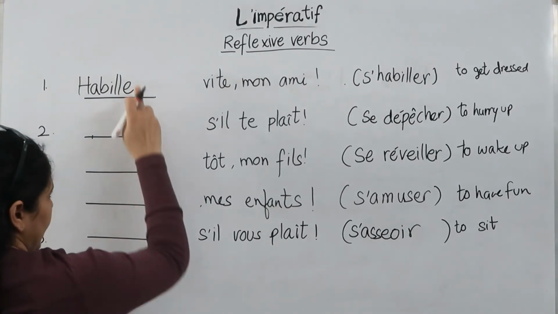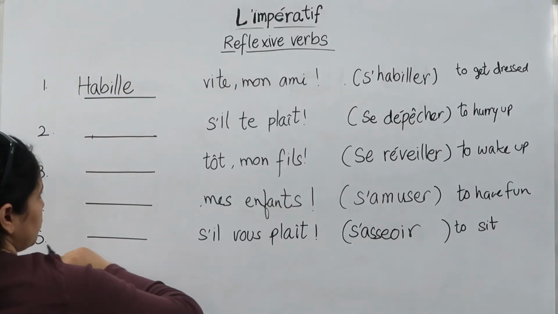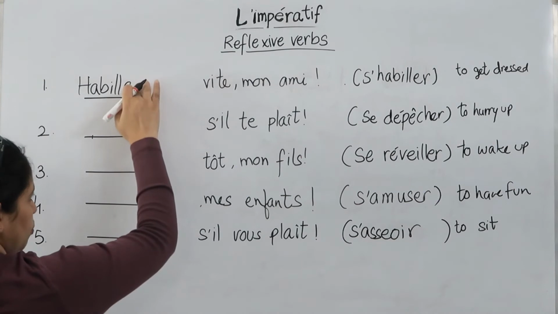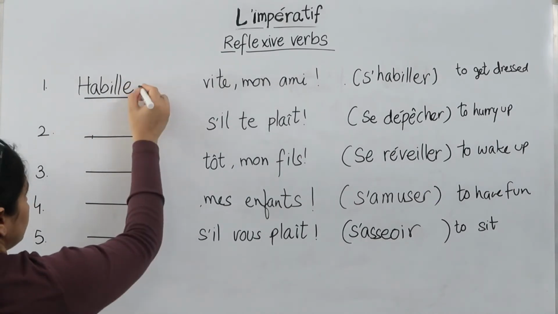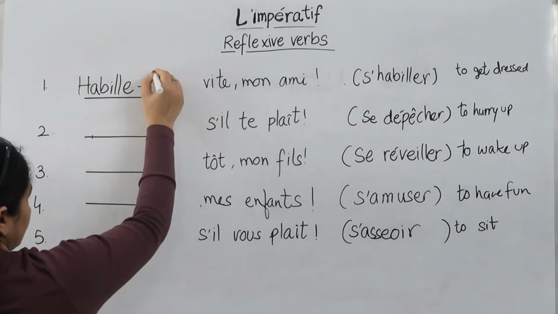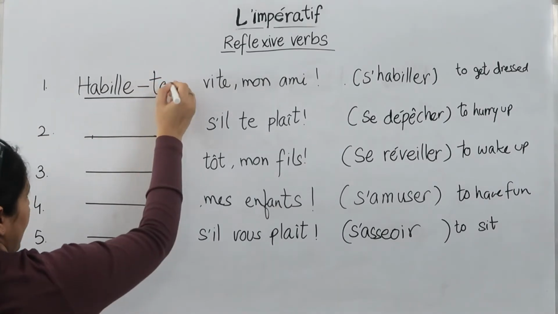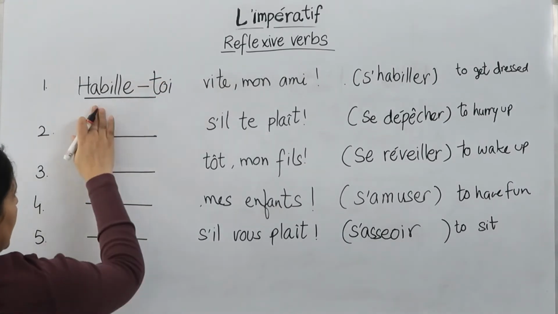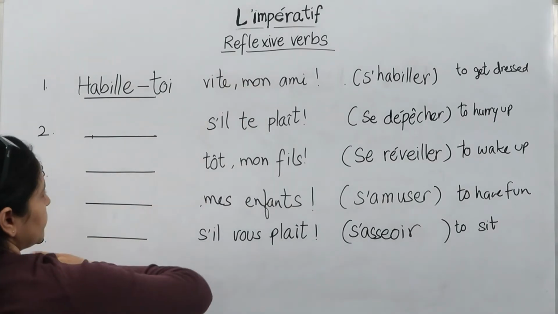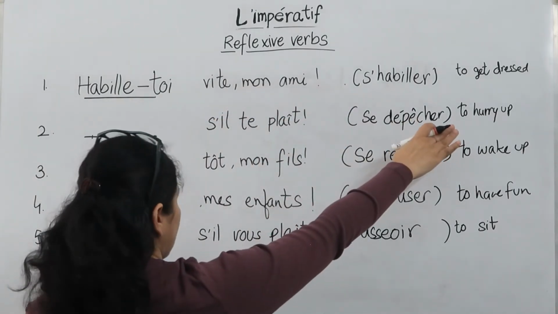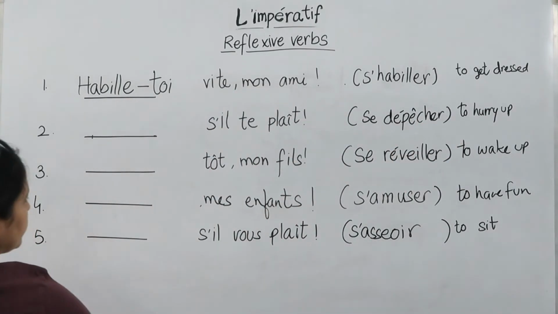I will remove the S, which should be there in the present conjugation, but while writing the order, there is a rule to remove it, so we have removed it. Now, the reflexive case will be written at the back as toi. Habille-toi vite, mon ami, means dress up fast, my friend.